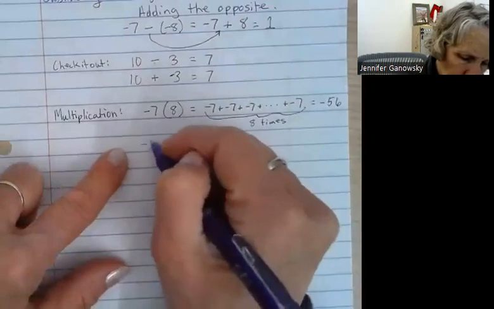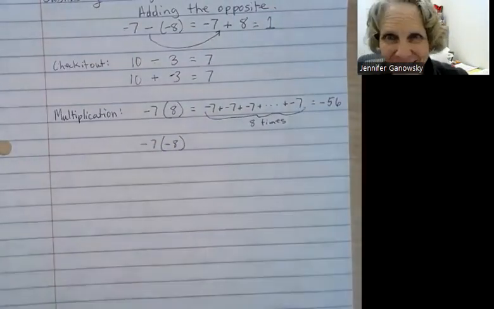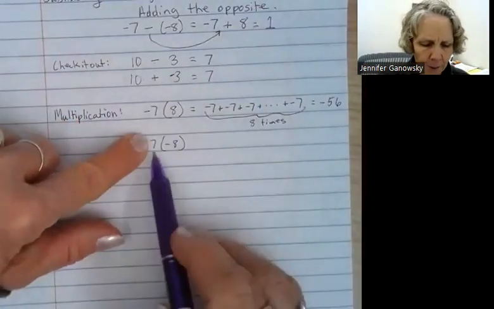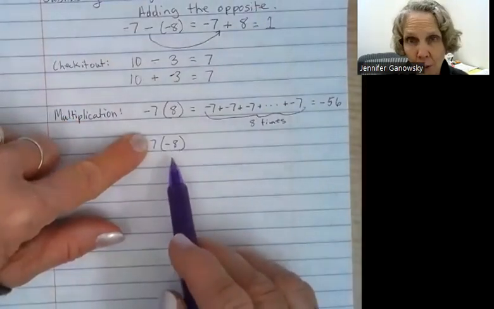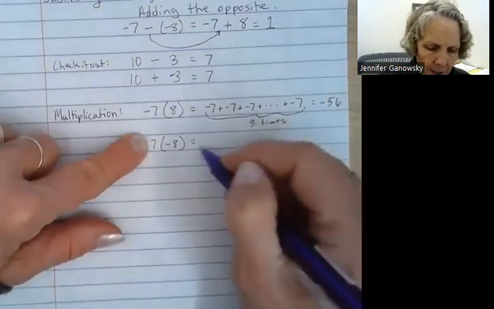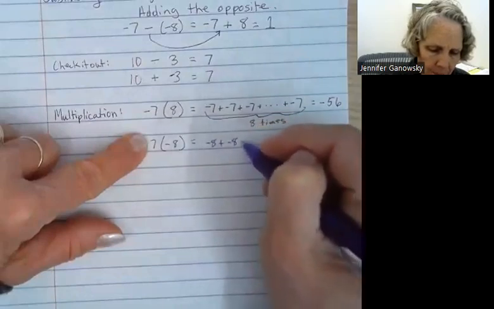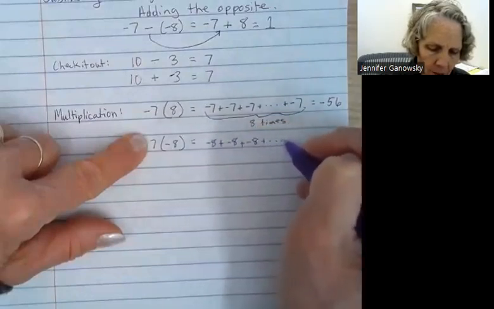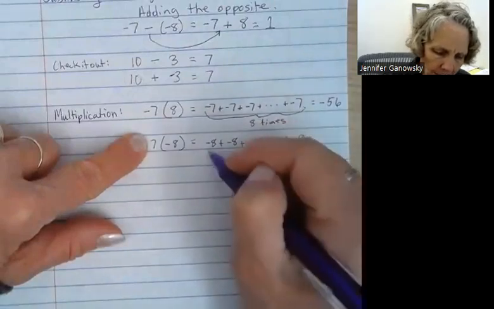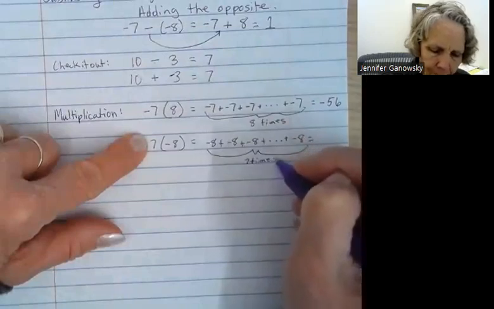Well, now what happens if they're both negative? Well, here's what I do. I'm kind of tricky about this one. When they're both negative, I cover up this first one. And it doesn't really matter which one's negative or positive. I can do either one of them repeatedly. So I could say this is like -8, 7 times. So I'm going to go -8 plus -8 plus -8 plus, and so on, plus -8. And I'm going to have that 7 times.